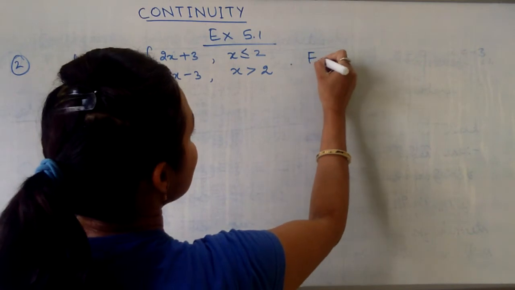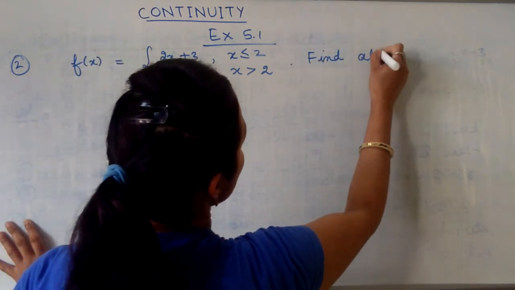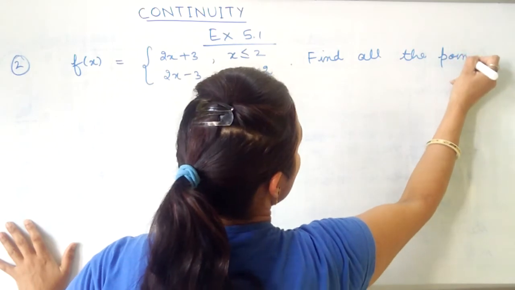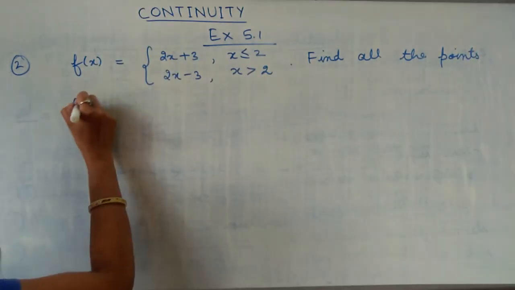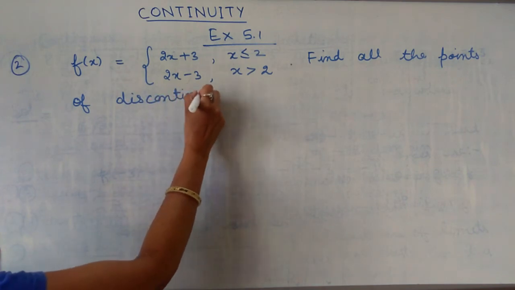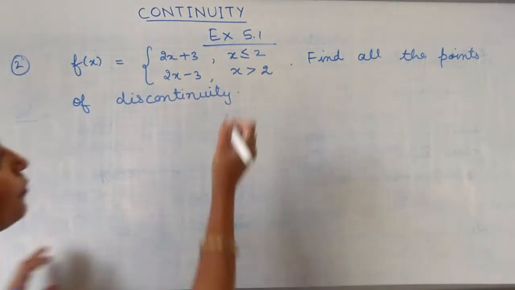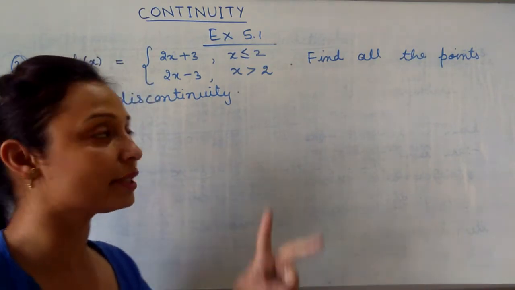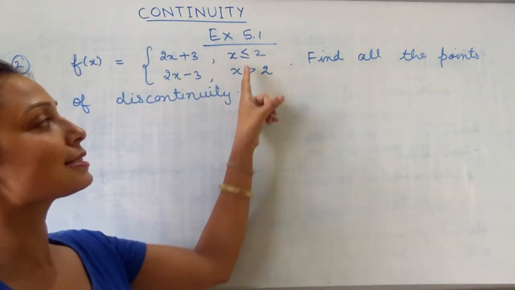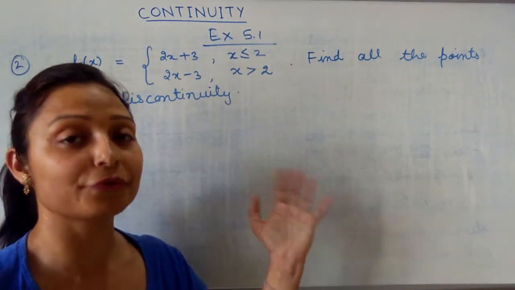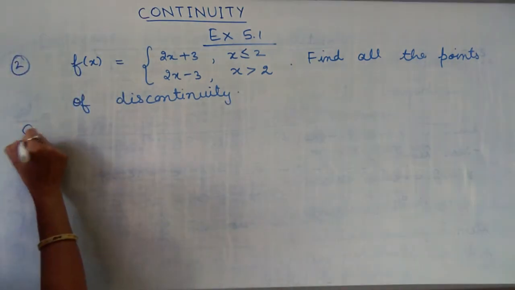Question says that find all the points of discontinuity. So how can you solve it? I will tell you, when you have to use left hand limit, right hand limit, there should be two functions for less than and greater than. So I will opt for less than and greater than, two different functions. So start with the solution.